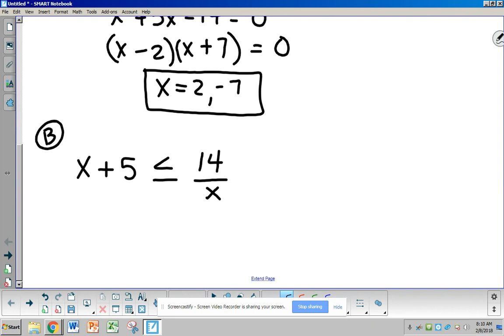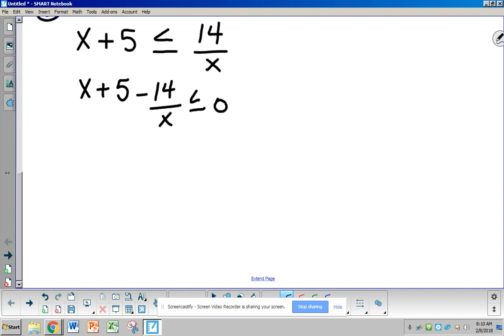Now my strategy on this is a little bit different. To solve these inequalities, I first put a 0 on one side. So I'm going to move the 14 over x to the left side. I'm going to say x plus 5 minus 14 over x is less than or equal to 0. Finding a common denominator, again, we already know that it's going to be x squared plus 5x minus 14 all over x is less than or equal to 0.